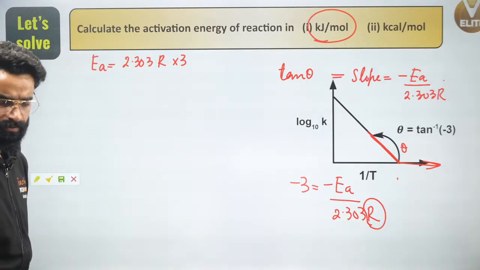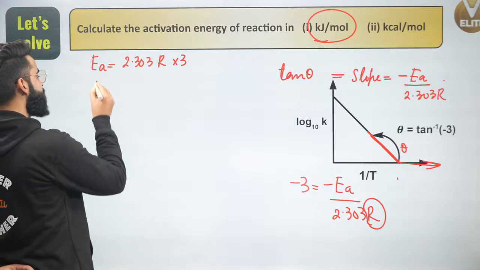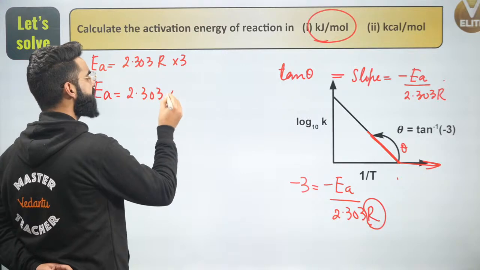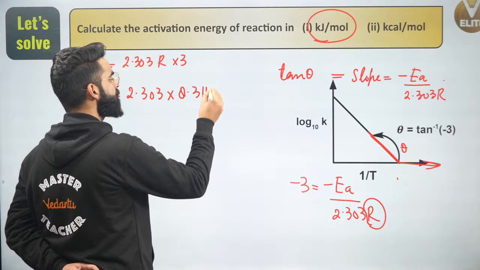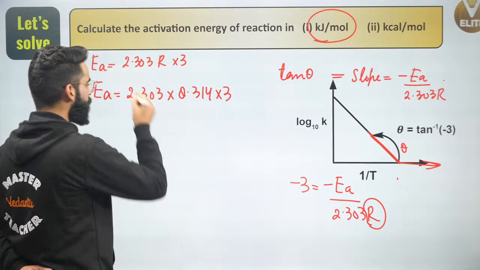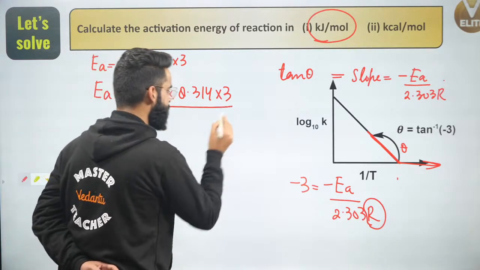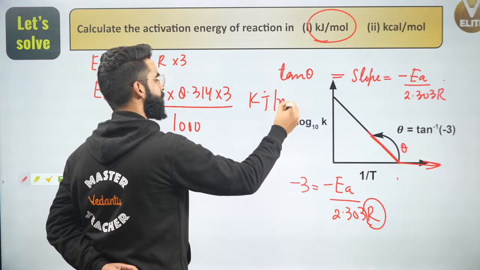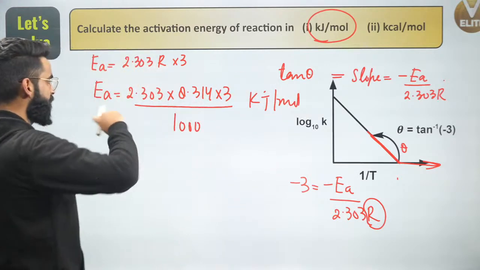See guys, what I'll be doing: I'll write activation energy is equal to 2.303. If I take the R value as 8.314 joules per Kelvin per mole, this whole value will be in joules, but I need it in kilojoules, so I'm going to divide it by 1000. Now it's going to be in kilojoules per mole. Just solve it out. You'll get the value of EA right here.